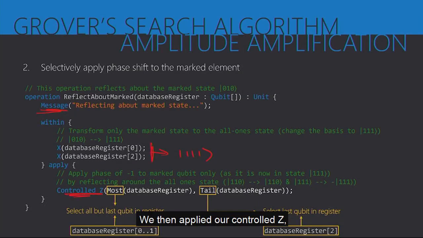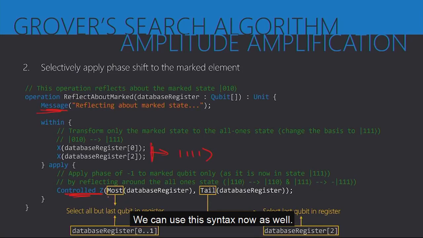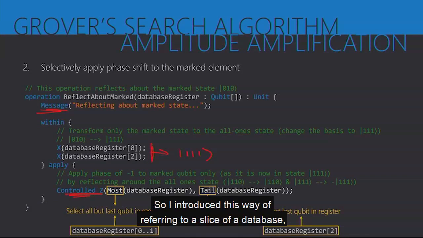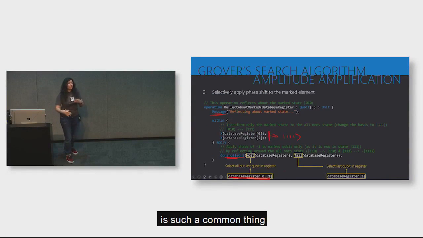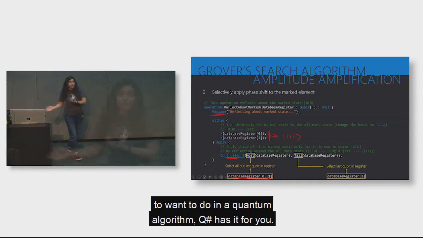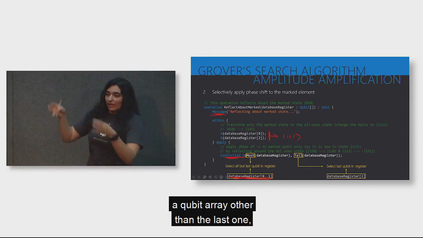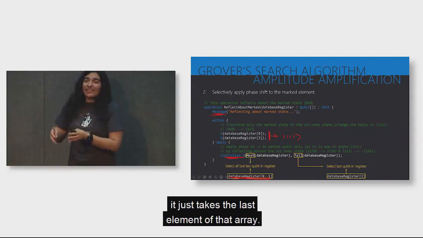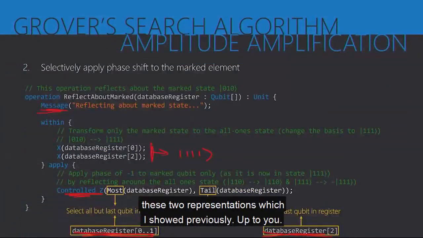We then applied our controlled Z. This is the control functor like we saw earlier. We can use this syntax now as well. So I introduced this way of referring to a slice of a database, but because taking all but the last element of a qubit register is such a common thing to want to do in a quantum algorithm, Q sharp has it for you. So if you say most, that will take all of the elements of a qubit array other than the last one, and if you do tail, it just takes the last element of an array. That's kind of handy, but it's equivalent to these two representations, which I showed previously. Up to you.